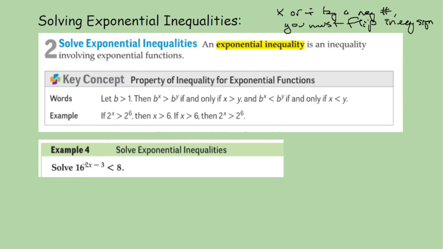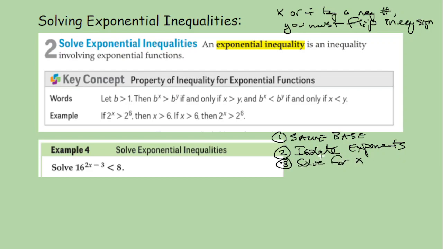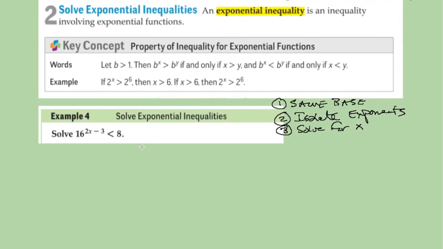All right, now we are going to do these the same way. So the big thing is you have to get the same base. Once you get the same base, then you isolate your exponents, and then you solve for x. So get the same base, isolate the exponents, and then solve for x. And I'll show you what I mean by isolating the exponent here. I'm going to move this up a little bit to give me a little room.